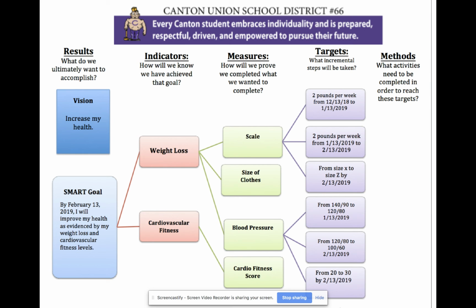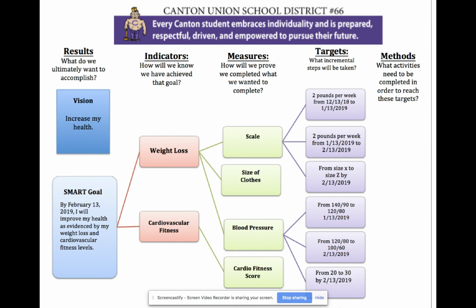It is specific to the indicators that help to define improved health for me. It is measurable through the numbers indicated of weight loss and gained through cardiovascular fitness levels. The attainability is validated through the incremental steps created to ensure success. It is results-based through the timeline of checkpoints created and the concrete evidence that can be analyzed for success or failures. And it is time-bound through the 2-month timeframe set by the beginning of the goal.